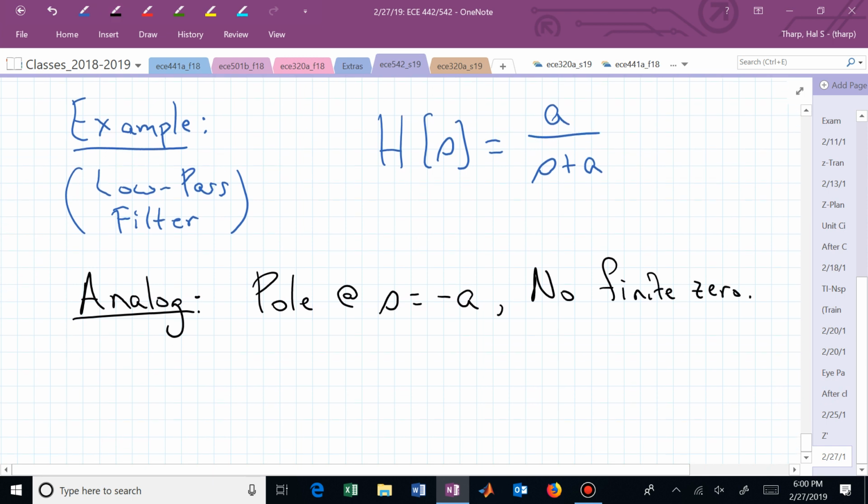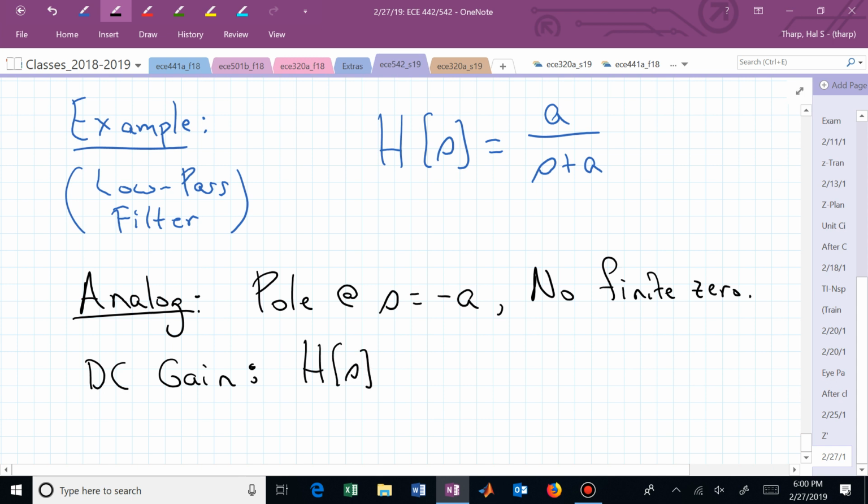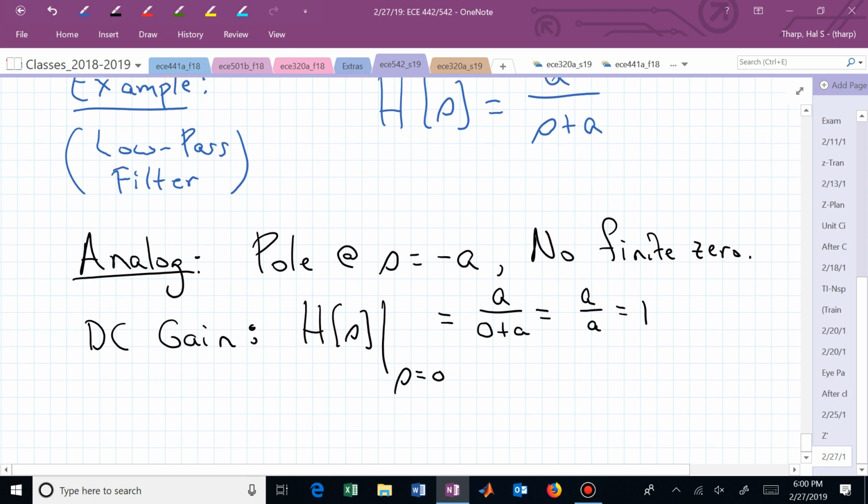And what's the DC gain of that low-pass filter? Or how do we find that? What's DC in the frequency domain? What value of s? 0. So now we can evaluate H of s when s is at DC, or at 0, and we have a over 0 plus a, which is why I had a in the numerator to begin with. I have a over a, so the DC gain is 1. Which means if we apply a DC input to that analog filter, we'll get that same constant out.